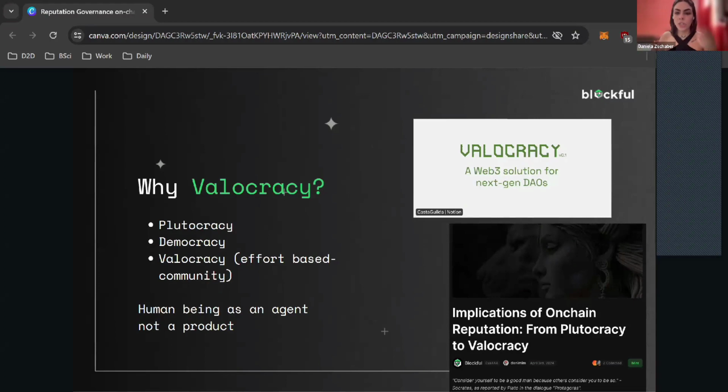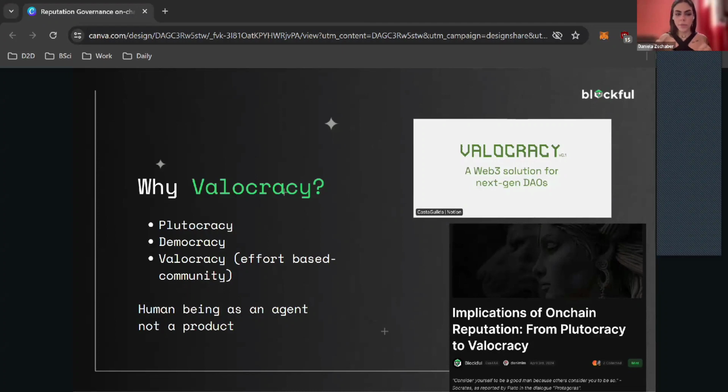That's my approach here. And I made an article also called Implications of On-Chain Reputation from Plutocracy to Velocracy. And I don't want to reinvent the wheel. I don't want to create something new that MakerDAO or Arbitrum DAO will have to change their governance model completely. But I want to think of a product they can add, and that will help the underrepresented ones to keep engaged, and to have voting power, to have some voice in the community.